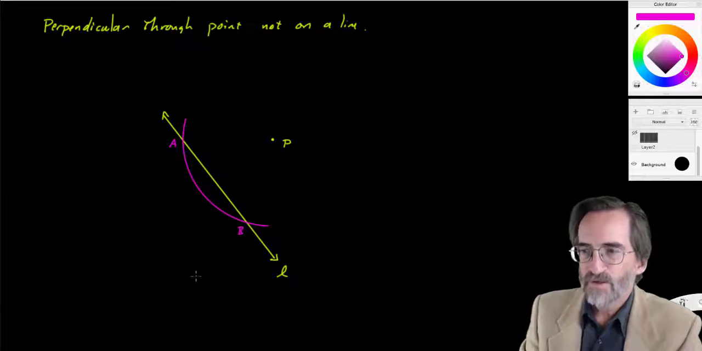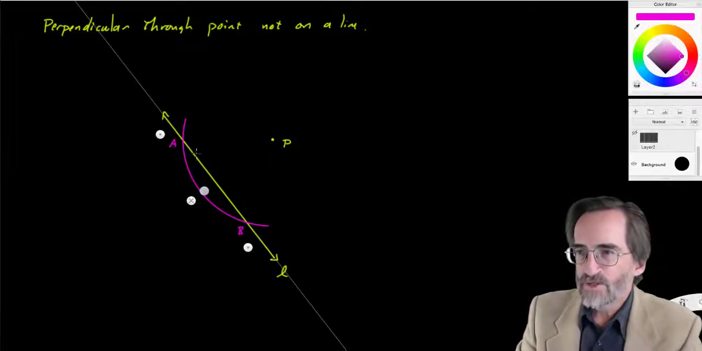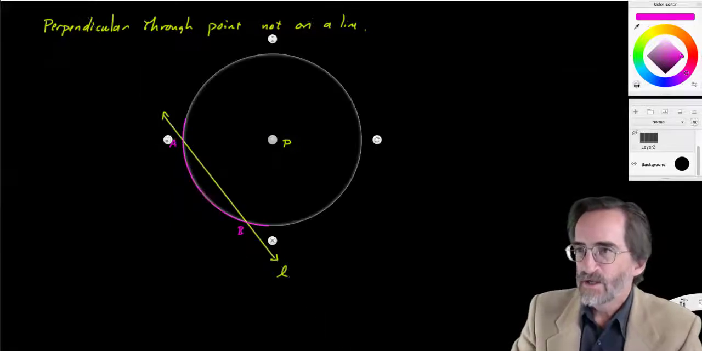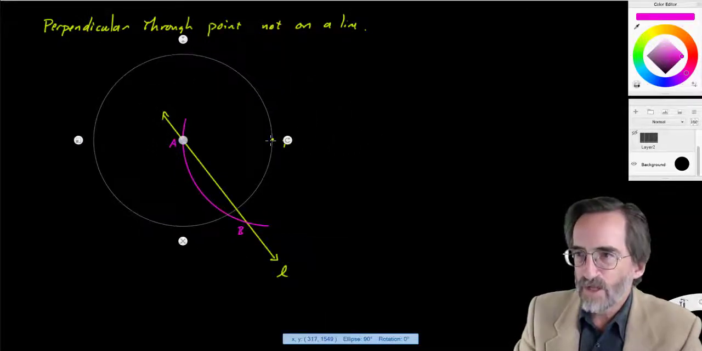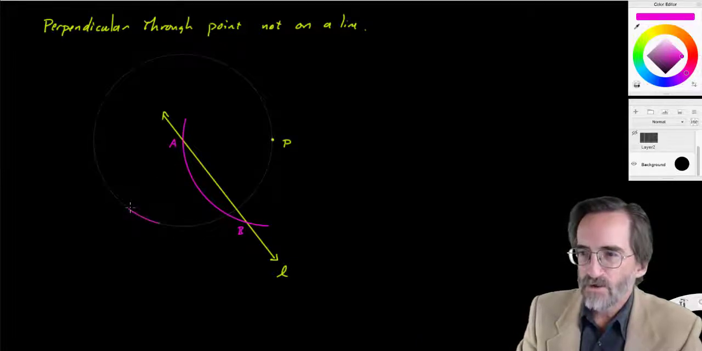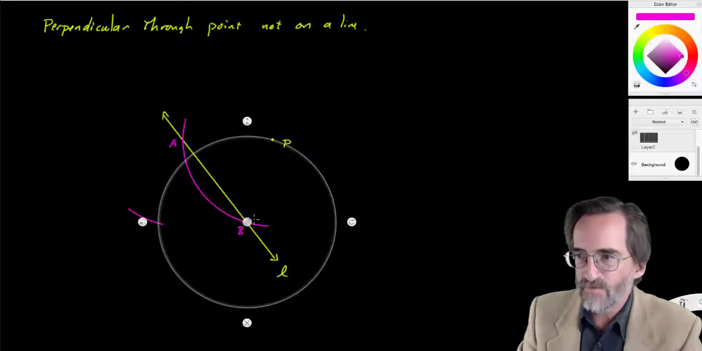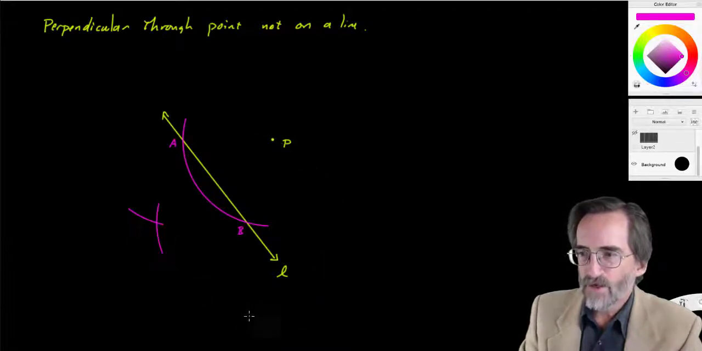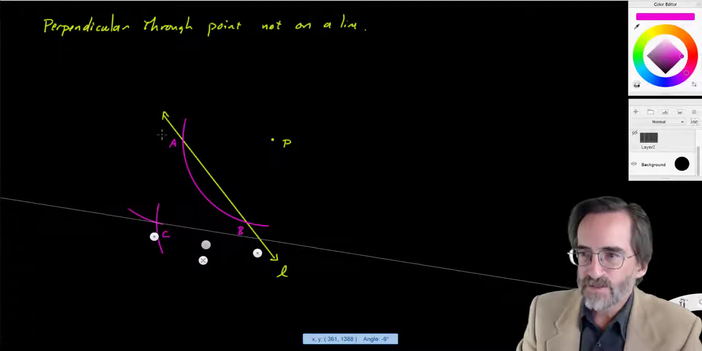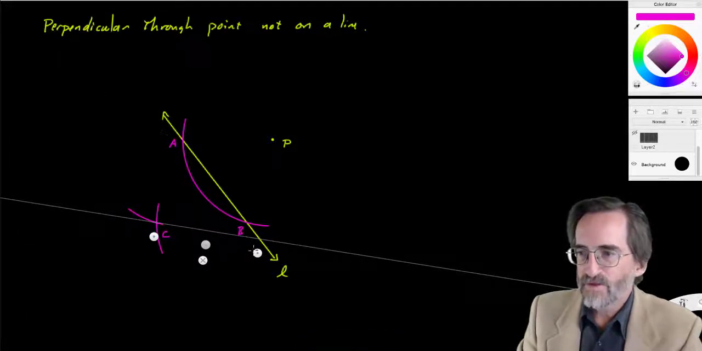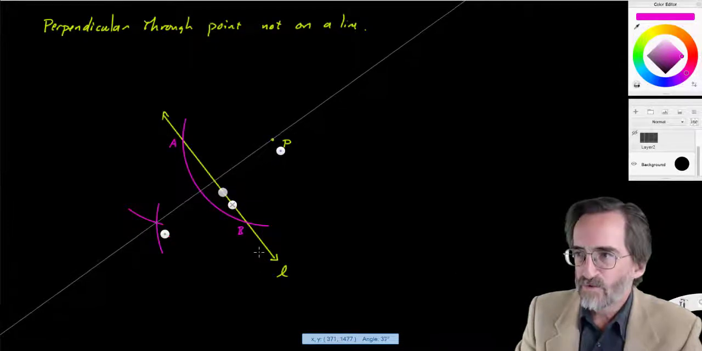Intersections determine points. Okay, and then I'm going to take my compass and put it on point A, and draw a circular arc from A. Then I'm going to put my compass on B and copy the same circular arc to B so that it intersects the last arc I drew. That intersection determines a point we'll call C. And now I'm going to draw a line through P and C.